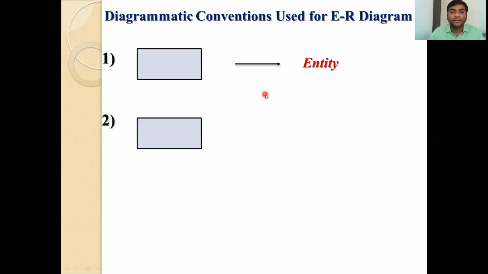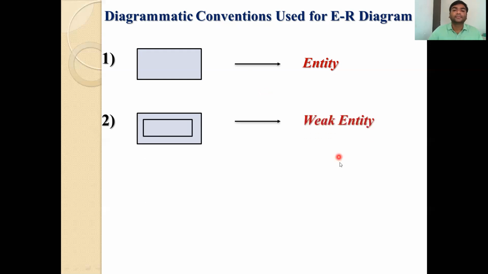Now, what are the symbols or diagrammatic conventions used for an ER diagram? For representing an entity, we have to use the rectangle. So an entity is denoted by the rectangle. Next, how is a weak entity represented? A weak entity is represented by the double rectangle. What a weak entity is, we are going to see in the next slides.